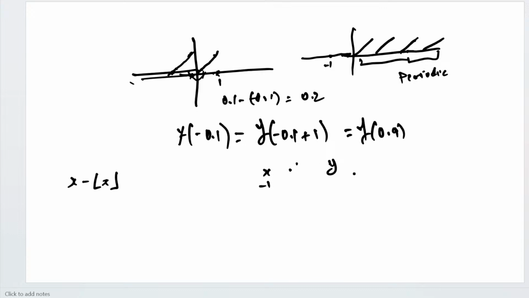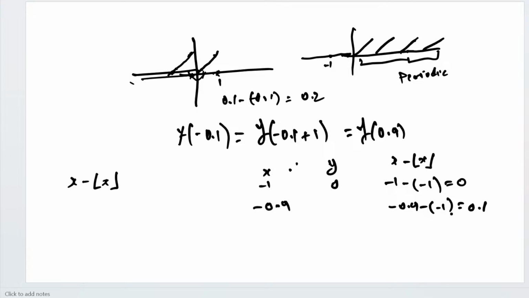What is y? y equals x minus the greatest integer function of x. You tell me, when x is minus 1, what is y? This is minus 1 minus again minus 1, right? Which is equal to 0, right? Okay, when x is minus 0.9, what is y? This is minus 0.9 minus, this is again minus 1, no? Which is equal to 1 minus 0.9, which is 0.1.